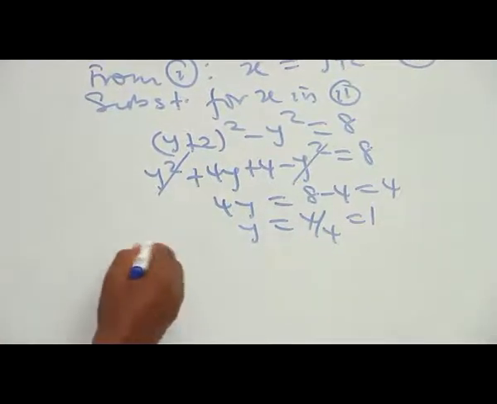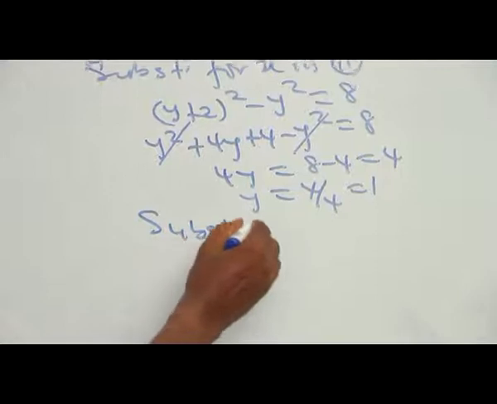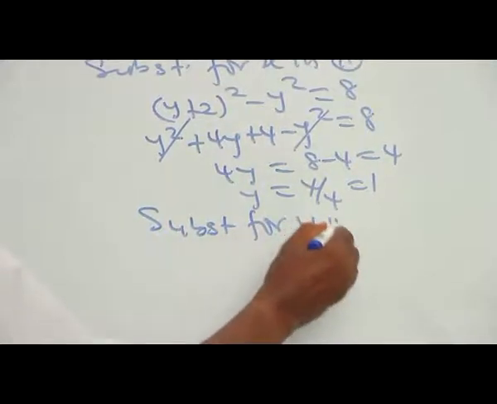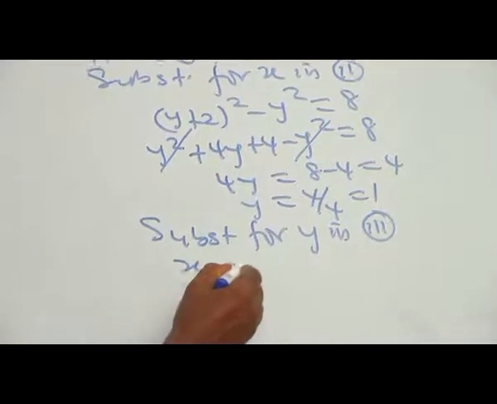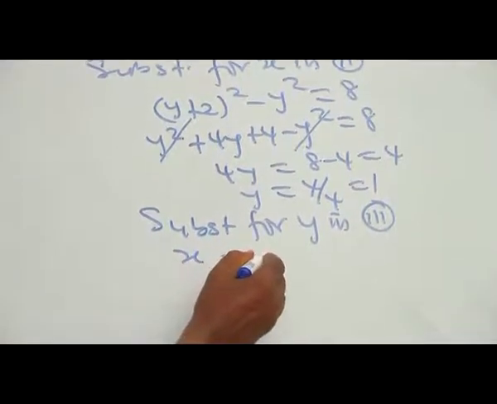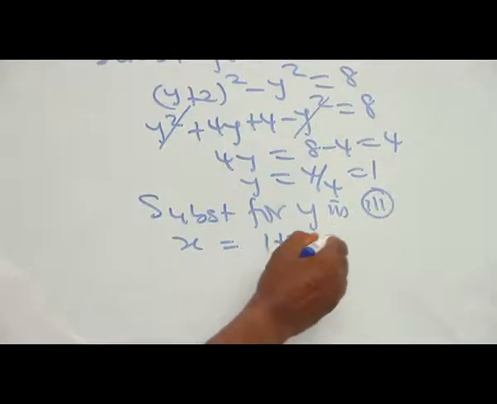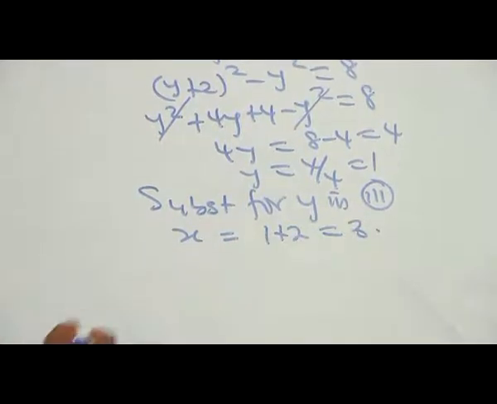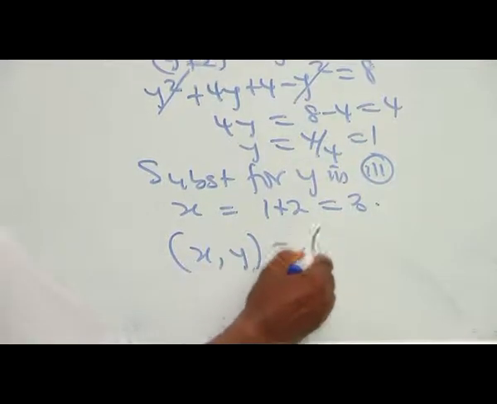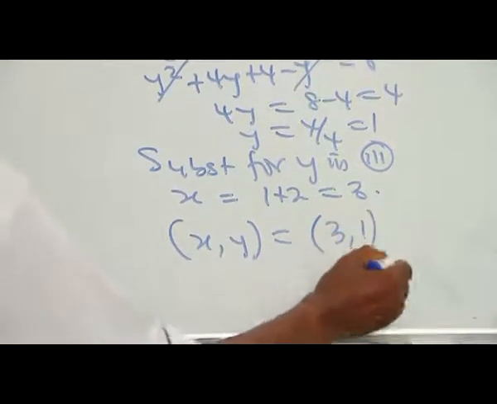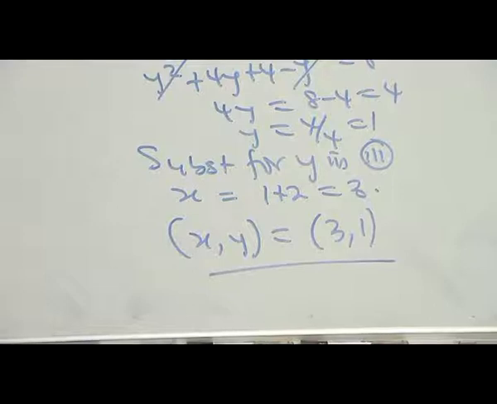So what do you do? You now substitute for y in equation 3. And in equation 3, you have s equal to y plus 2, which is 1 plus 2. And the result is equal to 3. So the final analysis, your s comma y is equal to 3 comma 1. The solution is the same.